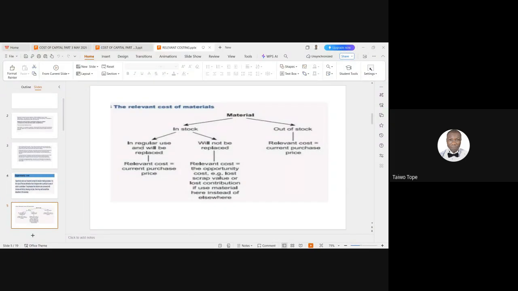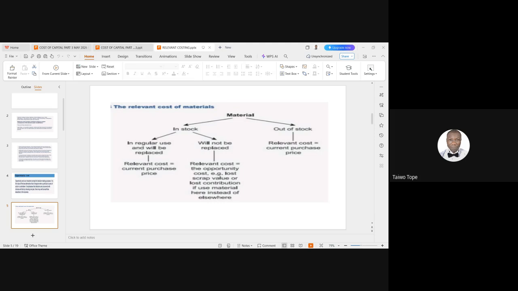So, material cost, where the material is in regular use, the relevant cost is what? Is the replacement cost. The relevant cost is the replacement cost. It means that you must replace it.